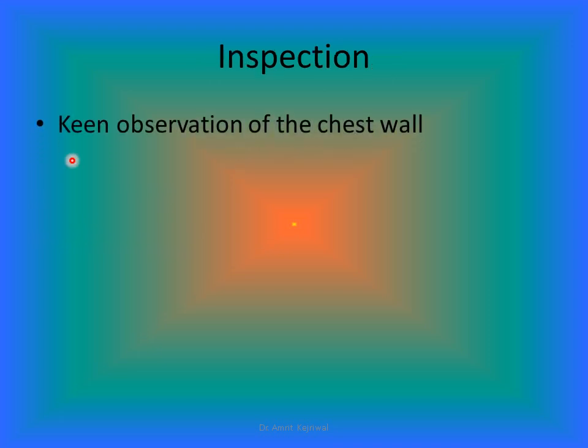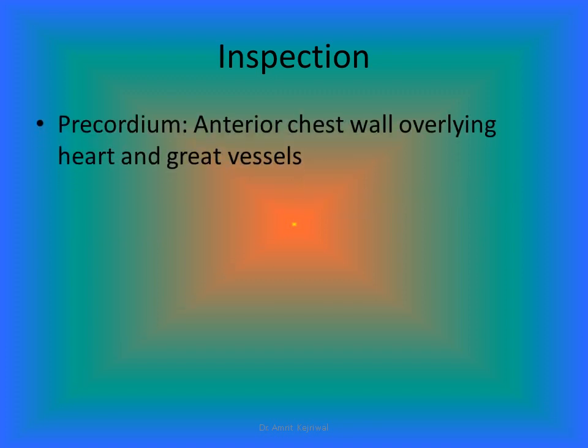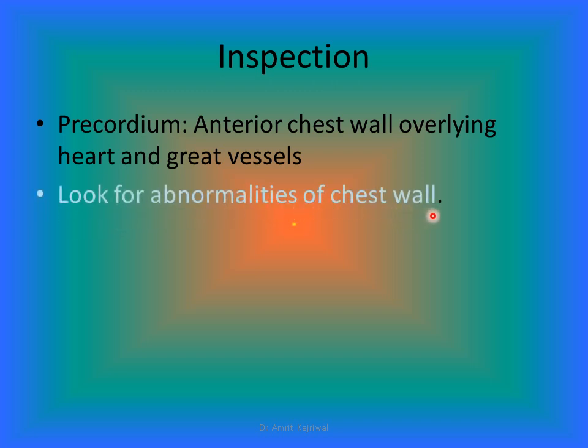Coming to inspection, you have to make a keen observation of the chest wall. It may be right from the front, or tangential, or from the shoulders, from above. A tangential light or pen light is quite useful. Retraction is better observed than outward movements. You have to inspect mainly the precordium, which is the anterior chest wall overlying the heart and great vessels. Look for abnormalities of the chest wall on inspection.